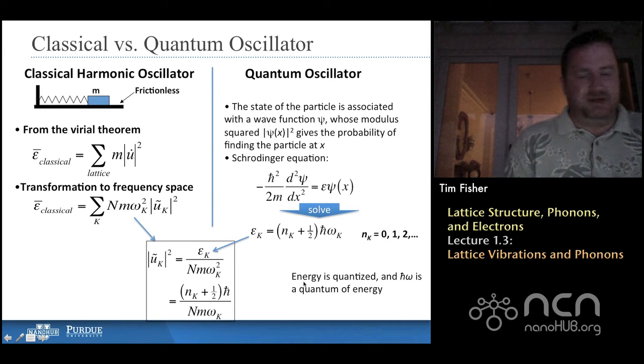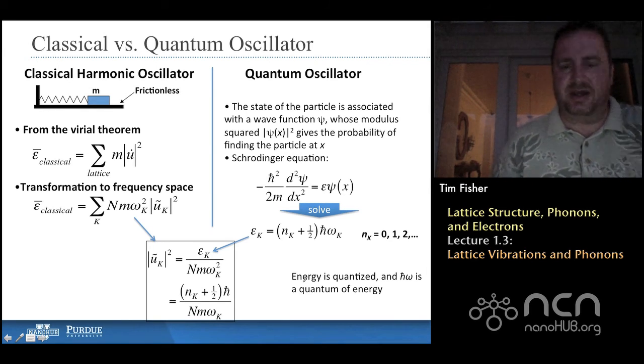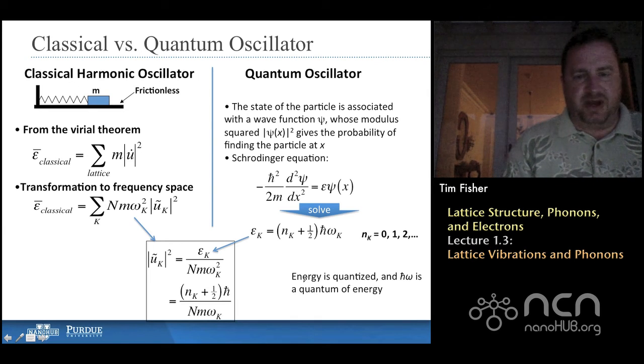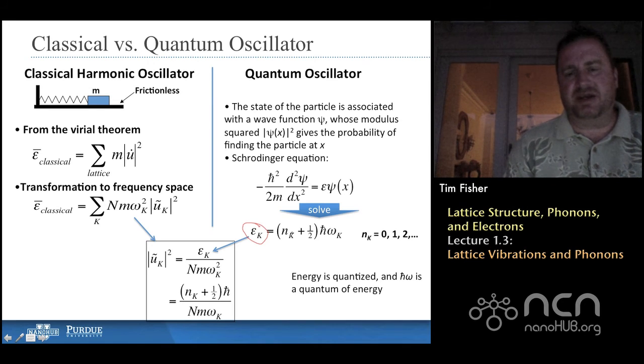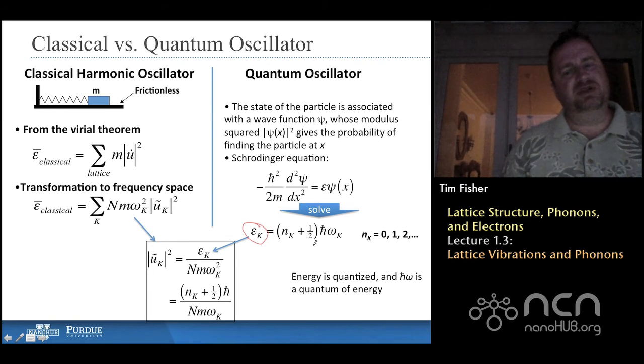And what we find is that the energy for a given wavelength or wave vector in the quantum result is equal to some number n sub k, and we're going to talk a lot about that number coming up, but you can think of that as being an occupation number. It's a quantum number that increments in integer values in general, plus a term 1/2 that relates to something called zero point energy.